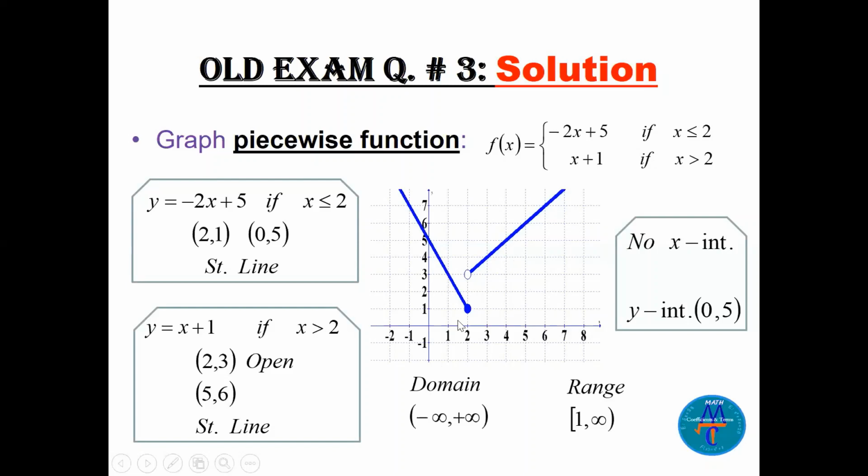Now, find the domain: all real numbers. You can find the domain actually from the given. See, it covers all the x. Now the range, it will be starting from 1 closed until infinity, all these y values. No x-intercept here we can see, and the y-intercept only 0 and 5.